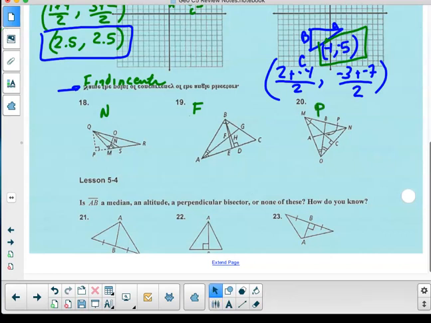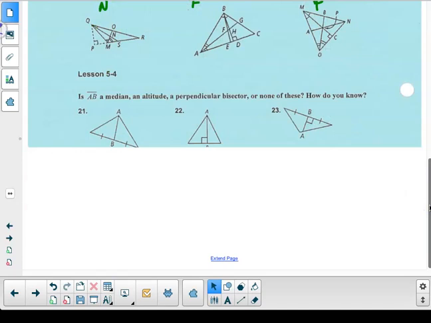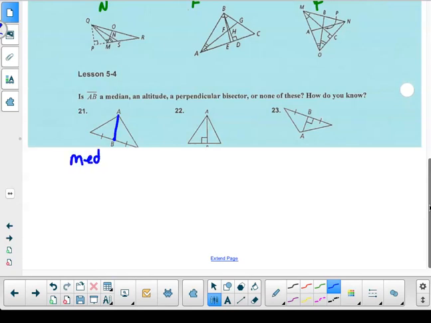Now the last three here on this page, what we're doing is talking about, is AB a median, altitude, perpendicular bisector, or none of these? So if I look at AB, this is going from the midpoint of the side to the vertex. That is a median. In 22, I'm looking at this being perpendicular going to the vertex, and that is an altitude.